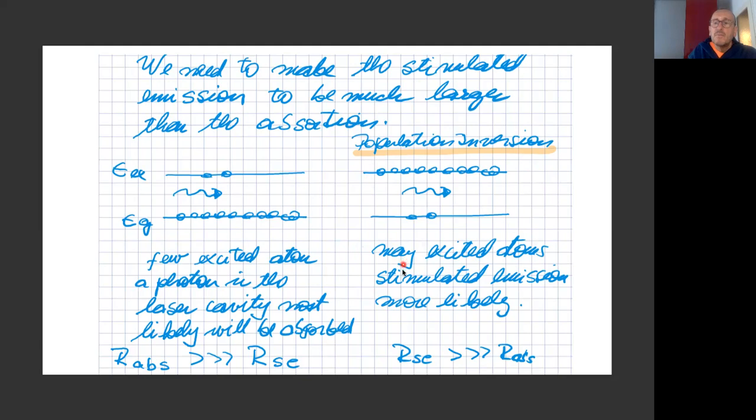With many excited atoms, stimulated emission is very likely. So the rate of stimulated emission is much, much larger than the rate of absorption in this case. So in order for a laser to work, this is exactly the picture that I should try to get. Okay, otherwise, the system is not going to work.